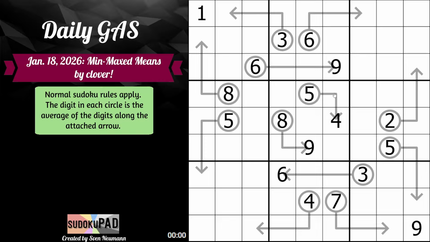Then we have a couple of arrows here that are only 2 cells. So instead of dividing by 3, you divide by 2. You would add these two together and divide by 2. That's what the average is. I'll tell you a hint that I use.